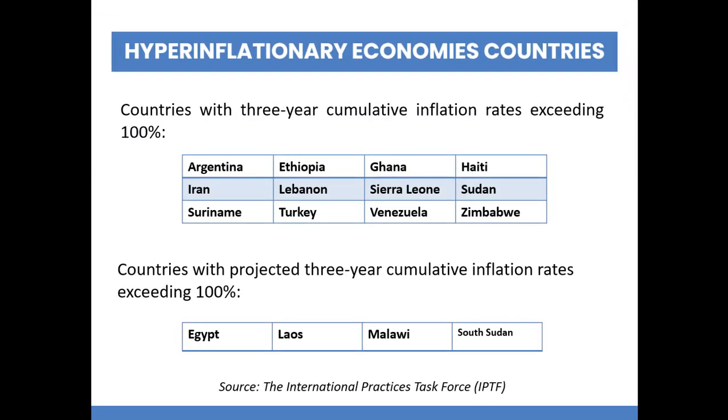There are some countries that already face hyperinflationary economies. Some examples are Argentina, Ethiopia, Ghana, Haiti, Iran, Lebanon, Sierra Leone, Sudan, Suriname, Turkey, Venezuela, and Zimbabwe. And some countries with projected 3-year cumulative inflation rates exceeding 100% are Egypt, Laos, Malawi, and South Sudan. This source is from the International Practices Task Force, IPTF.